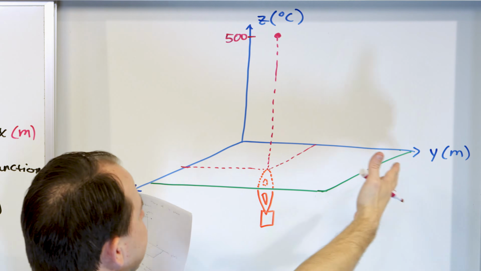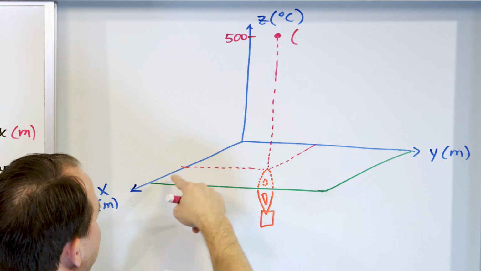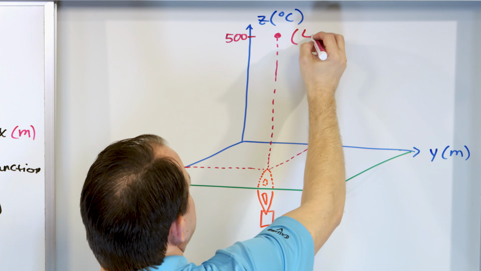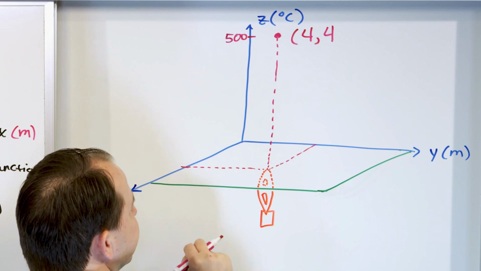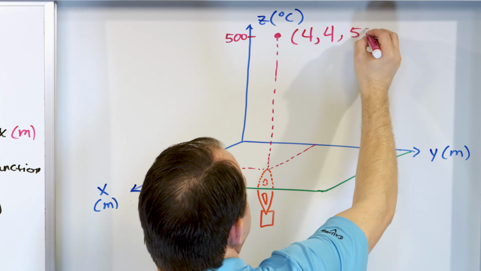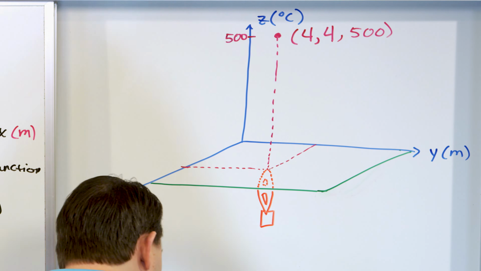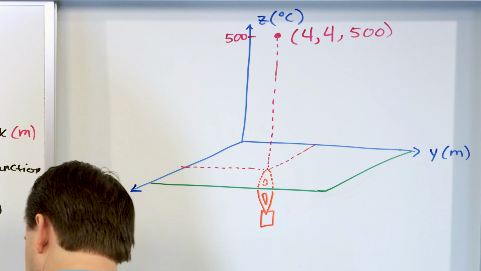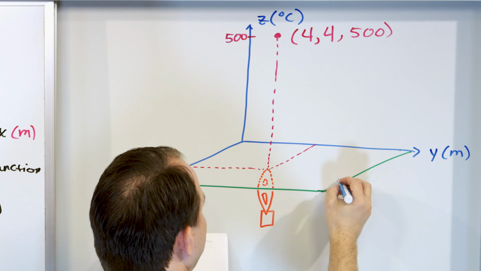So depending on the length and width of the thing, I could say that this point is something like, I don't know, 4 units in the X direction, 4 units in the Y direction, because it was kind of in the center. And then the last point was 500 Celsius, because it's way, way high right there, okay? And then what would a point way out here in the edge look like? What would a point, let's say a point right there.